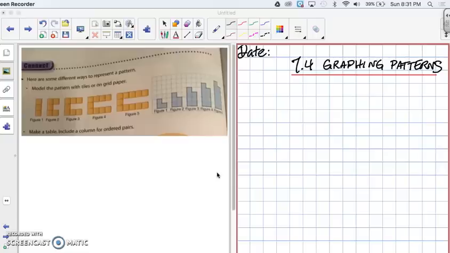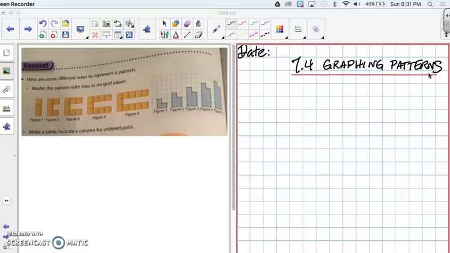I'm going to continue. Please make sure that you record today's date at the top left-hand corner of your page, along with the title, which is 7.4 Graphing Patterns. What we'll be doing today is building on the previous lessons from this unit. So we will still be dealing with patterns.